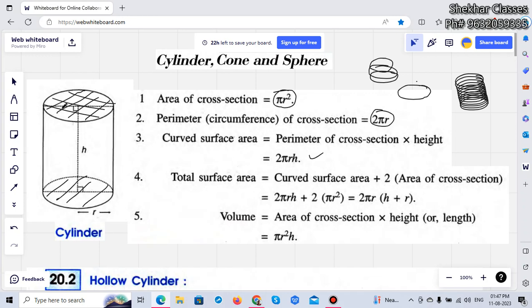Total surface area will be the curved surface area plus 2 times the area of cross section, which is the area of base and area of top, right? So this is the curved surface area, 2 pi r h, and this is 2 times pi r square. We can take 2 common, pi common and even r common. What is left? h plus r. So this is the total surface area of this particular cylinder.